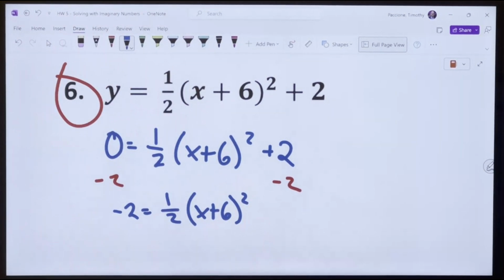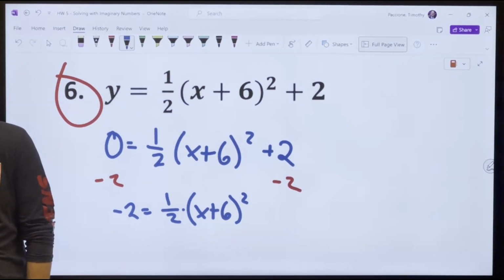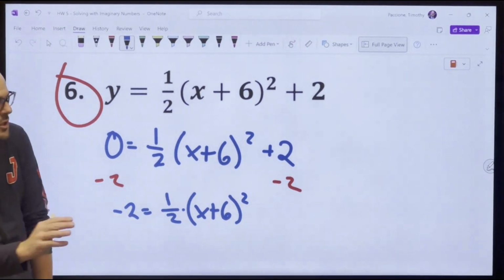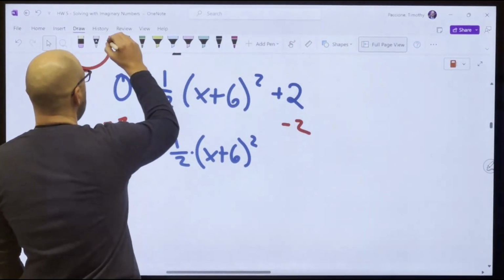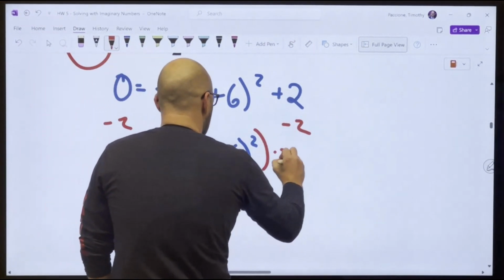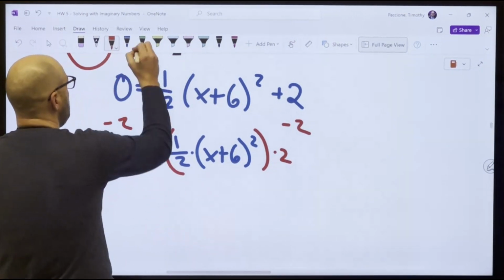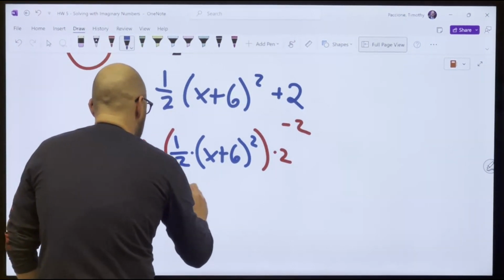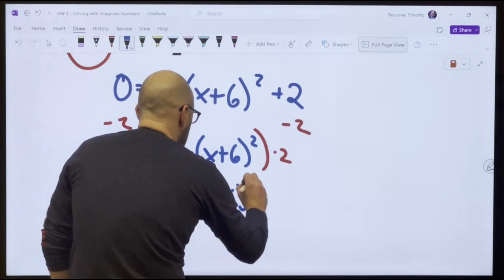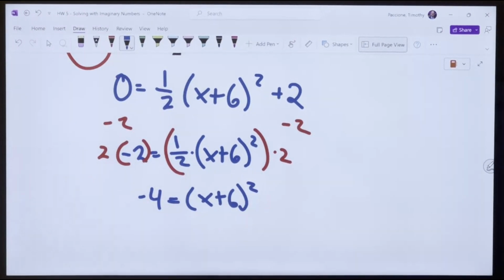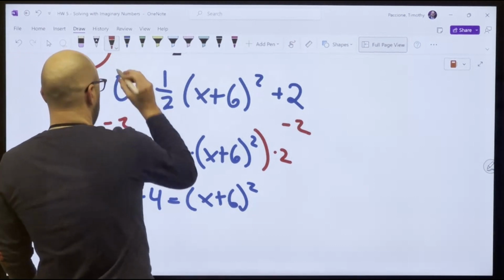Now, I still haven't isolated it. It's being multiplied by 1/2. I have a couple options here. What do I need to do to get rid of the 1/2? Multiply by 2? Yeah, if I multiply by 2, 2 and 1/2 cancel each other. My other option is just think about it as multiplication and divide by 1/2. But that's a little trickier to do than just multiplying by 2. Because if I just multiply this by 2 and I multiply this by 2, it's pretty clean. I get -4 equals x plus 6 squared. Right? Now, square root both sides.